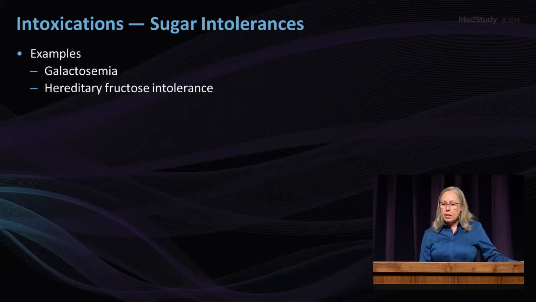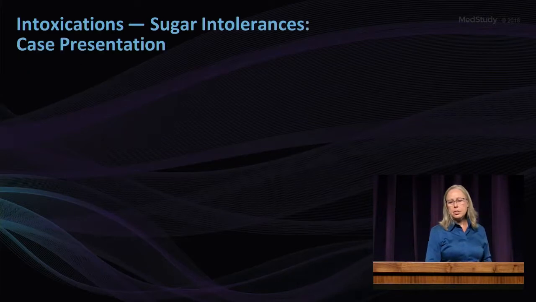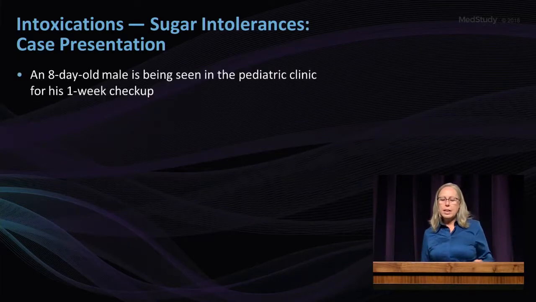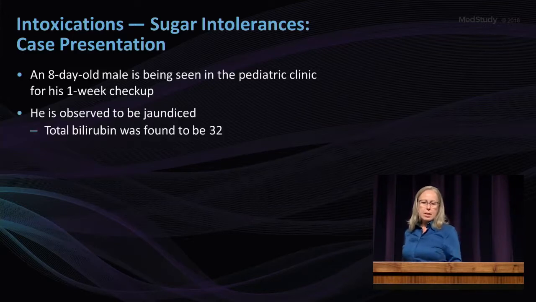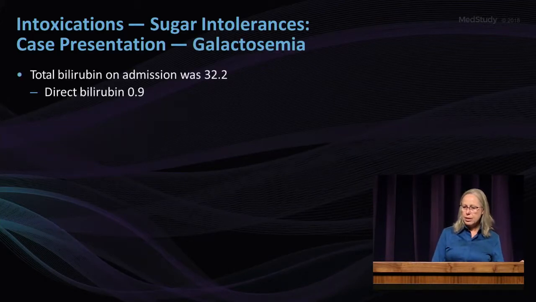All right. Lastly, to the sugar intolerances for our intoxications. So examples are galactosemia and hereditary fructose intolerance. So an 8-day-old male is being seen in the pediatric clinic for his 1-week checkup. You look at him, you think he looks jaundiced. Total bili was at 32. And he's admitted to the NICU for possible exchange transfusion.